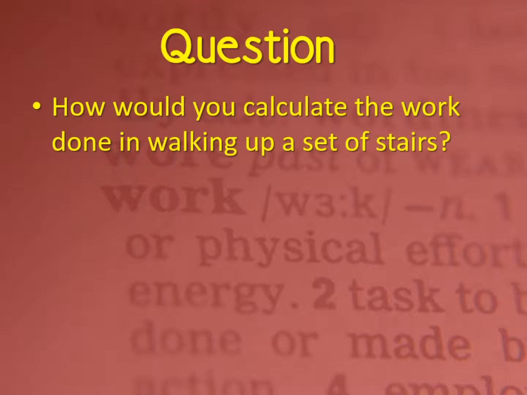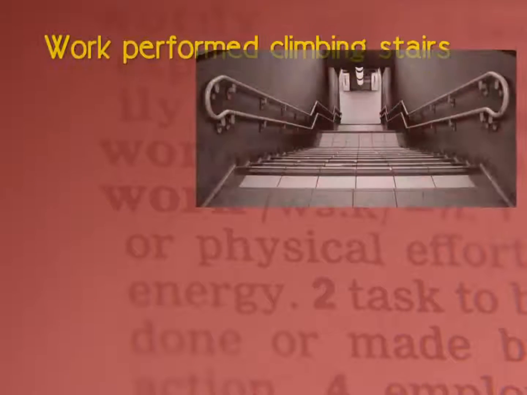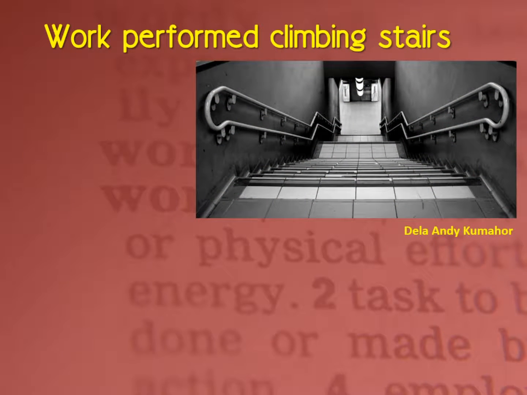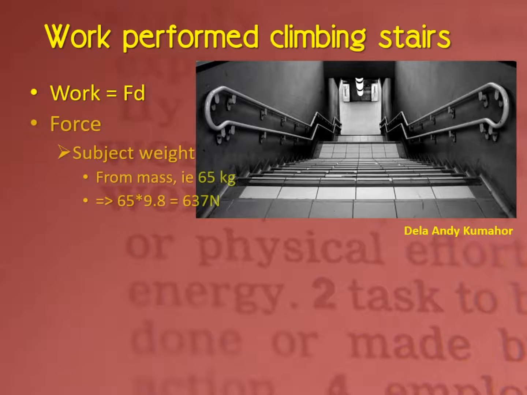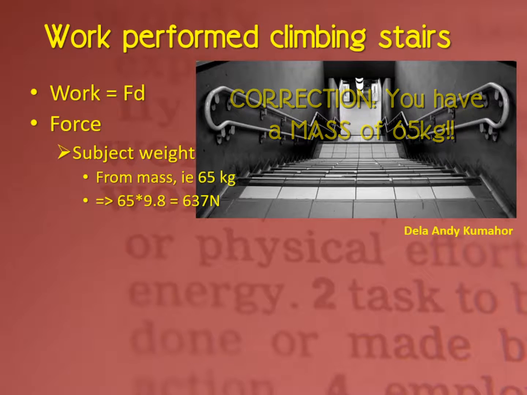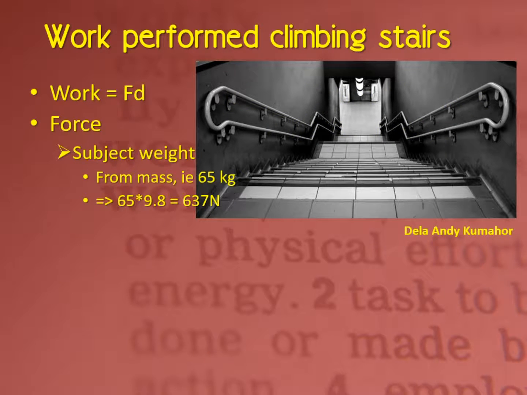So here's a question. How would you calculate the work done in walking up a set of stairs? So try and think about everything you've learned about physics so far, and you might be able to come up with a process. So if you were climbing a set of stairs like this one, you would first need to consider the work equation, obviously. And for that you need the force. Well, the force is going to be based on your weight. So let's say you weigh 65 kilograms. That means your downward force is going to be 65 kilograms times 9.8 meters per second squared, your acceleration due to gravity. That means your downward force is 637 newtons, which is the amount of force you're going to have to lift up in order to raise your body up the stairs.